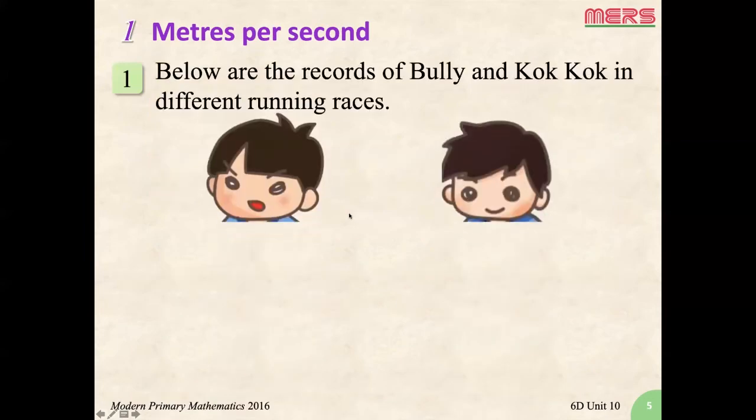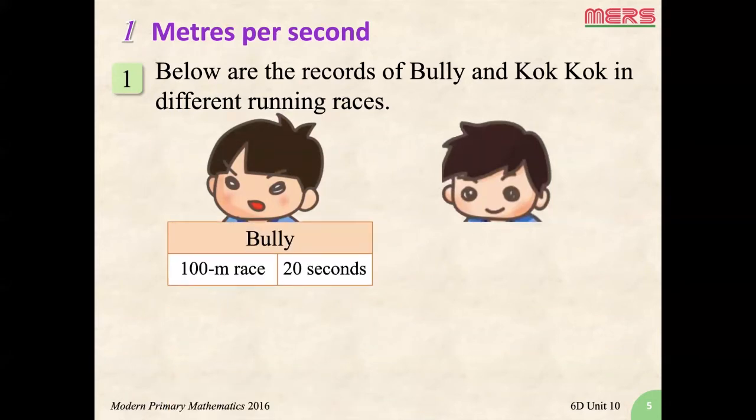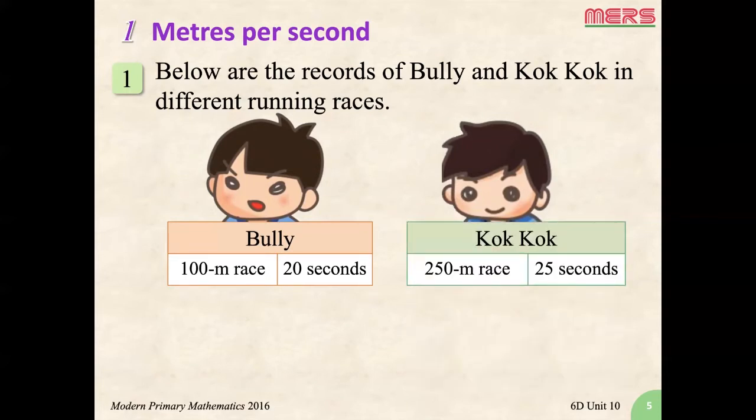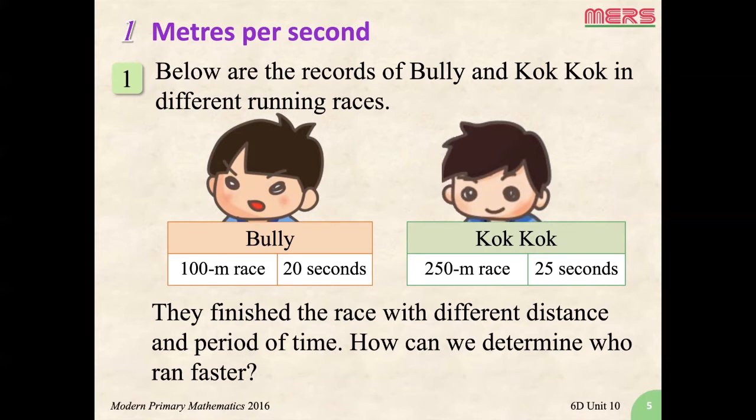Now, how about this example? Below are the records of Bully and Coco in different running races. Bully took part in a 100-meter race and finished in 20 seconds. Coco finished another race, a 250-meter race, in 25 seconds. They finished races with different distances, 100 and 250 meters, and with different periods of time, 20 seconds and 25 seconds.